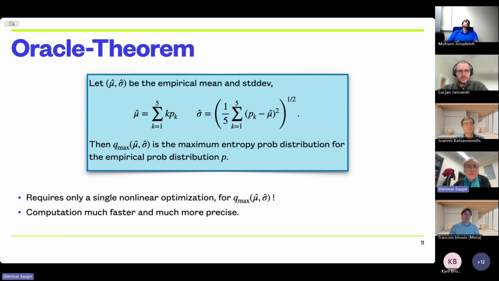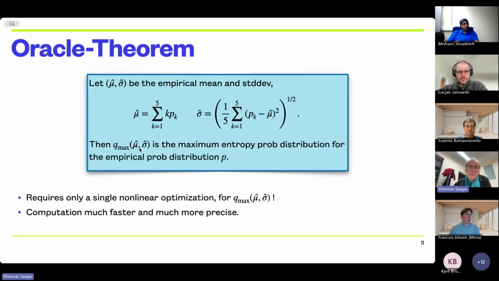Let's call it the oracle theorem, which essentially says that the oracle is exact. It's correct. So let mu hat and sigma hat be the empirical mean and standard deviation that we just take from our data, from the ACR study in Konic 10K or VQEG HDTV. So mu hat is the MOS and sigma hat is the standard deviation. And then the theorem says that Qmax of mu hat, sigma hat.